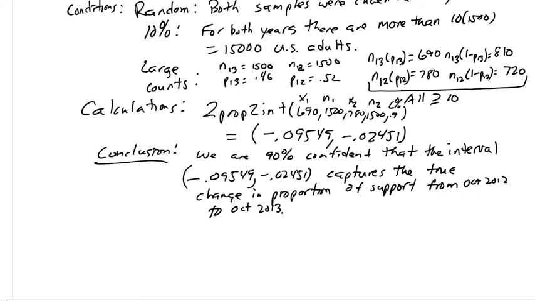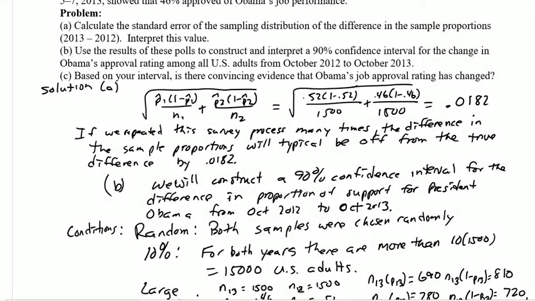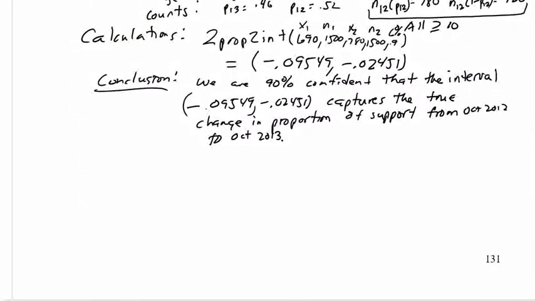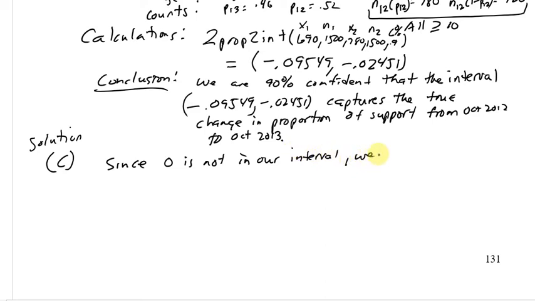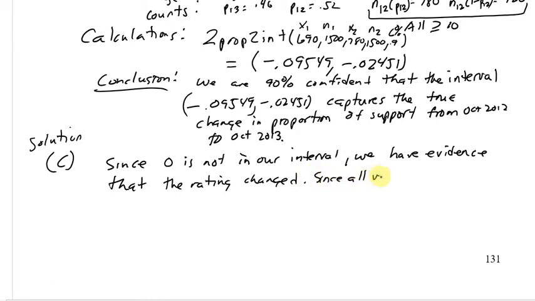And now we had one more question to answer. Based on your interval, is there convincing evidence that Obama's job approval rating has changed? Looking at our interval, if 0 is in our interval, then we can't say we have evidence that it's changed, because it may not have. But since 0 is not in our interval, we have evidence that the rating changed. Since all values are negative, evidence suggests support went down.